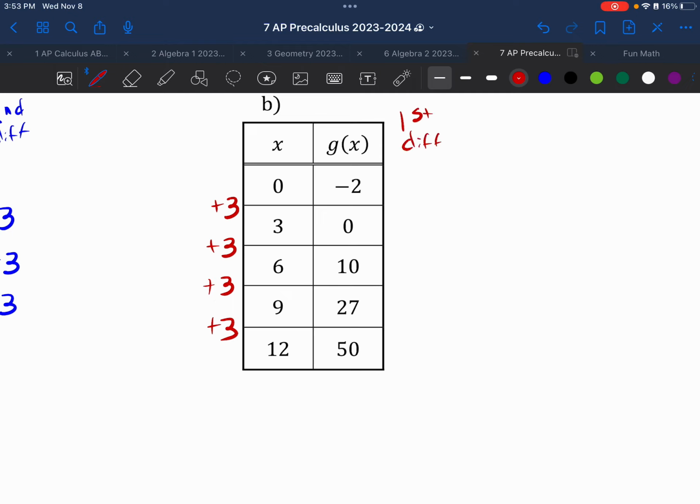First differences. How do I get from -2 to 0? I add 2. How do I get from 0 to 10? Holy moly, I add 10. That's a big increase. I add 17. I add 23. My goodness. Okay, that was the first difference column. Obviously, these are not the same, so it's not a degree 1 polynomial.